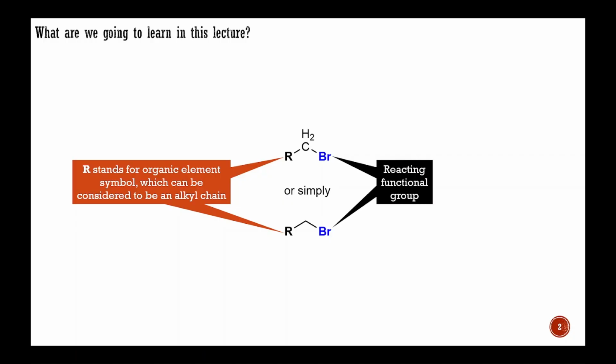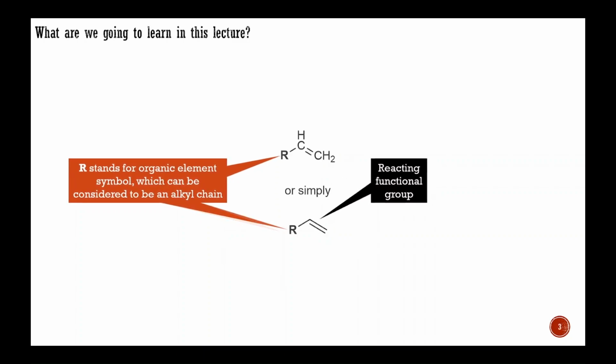For example, in the generalized depiction of an alkyl bromide shown here, we have an alkyl group attached to a CH2 group bonded to a bromine atom. Similarly, we can depict olefins in a generalized form, as shown here, where R represents an alkyl group attached to one of the carbons in the double bond.